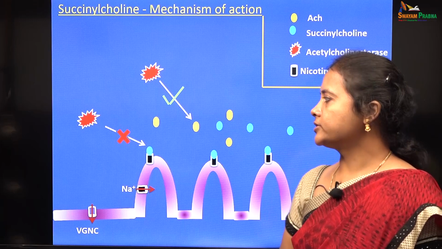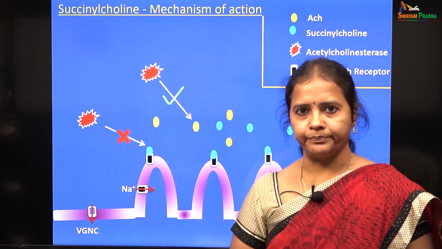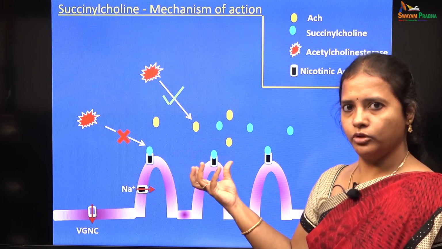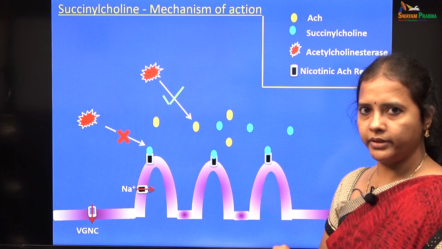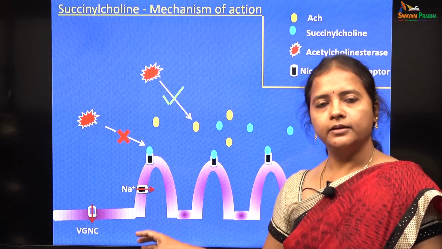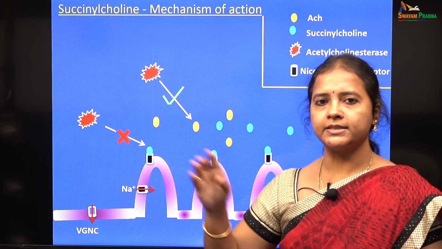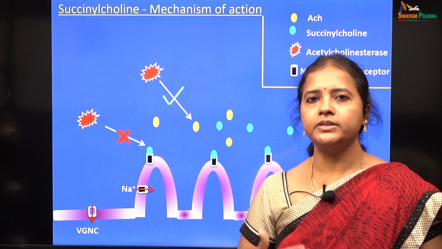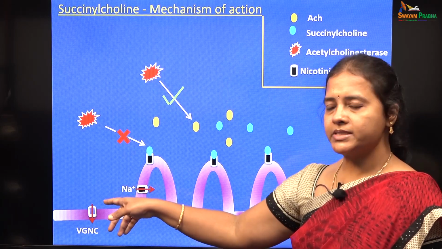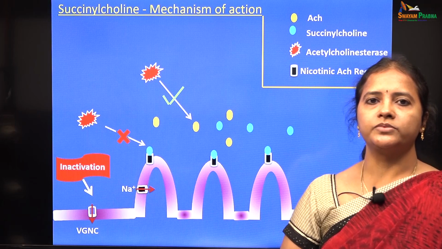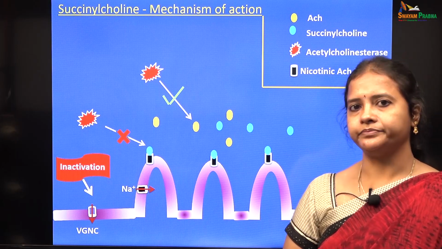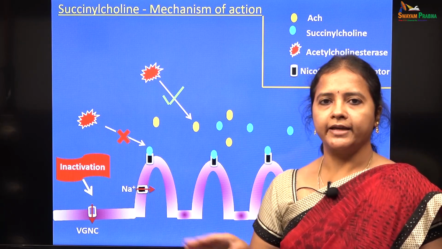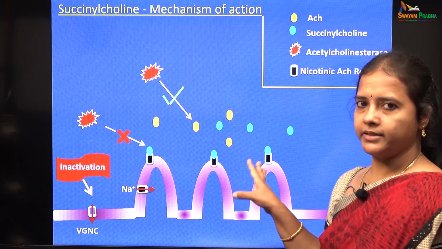succinylcholine cannot be destroyed by the acetylcholinesterase enzyme. So, because of that, excess succinylcholine which is available at the neuromuscular junction keeps on binding to the acetylcholine receptors, thereby keeps on opening the ligand gated ion channels as well as the voltage gated ion channels. There is continuous entry of sodium ions and there is a continuous depolarization. So, because of the continuous depolarization, these voltage gated sodium channels can go for inactivation. So, once this gets inactivated, there is no further entry of sodium ions, therefore leading on to the depolarization blockade.